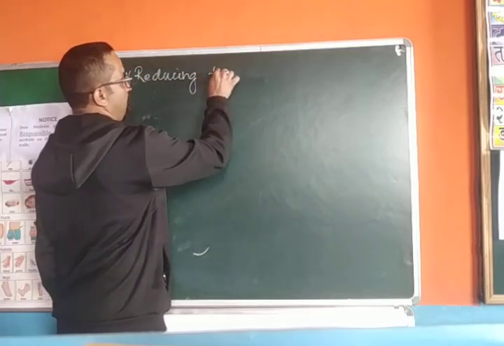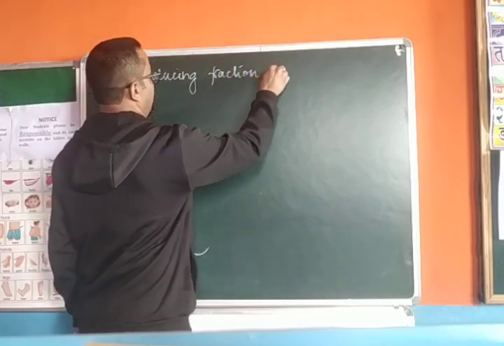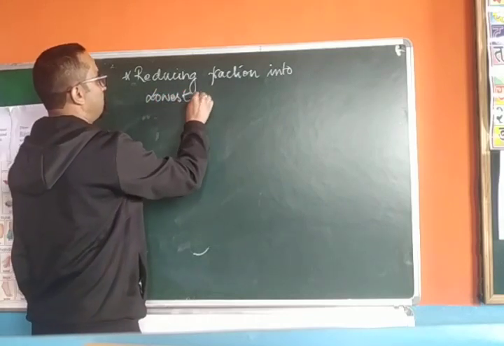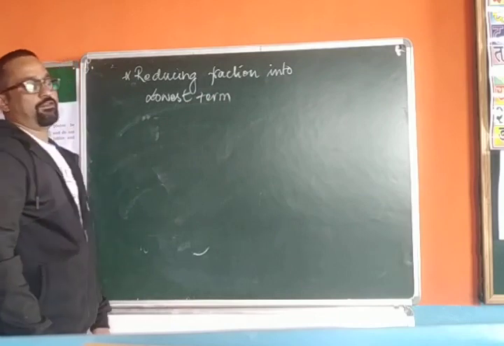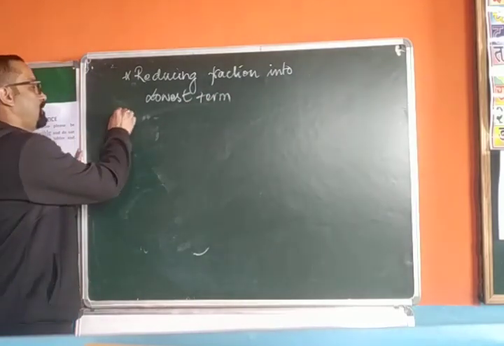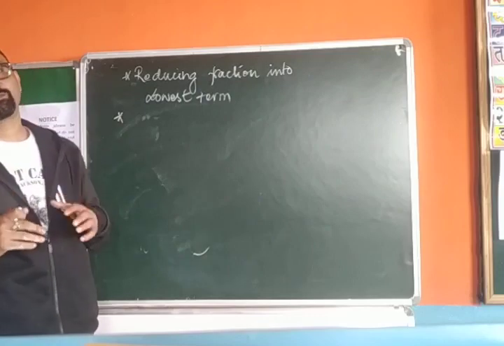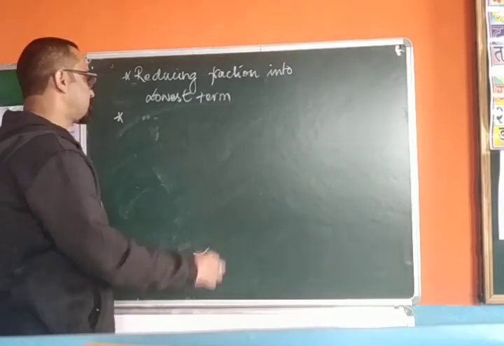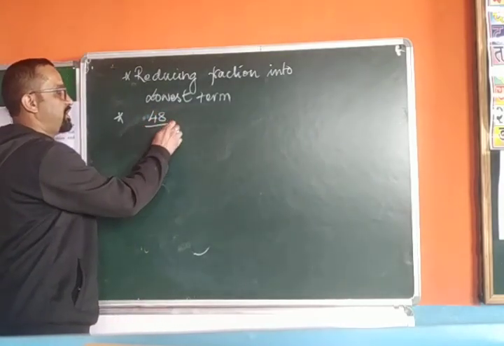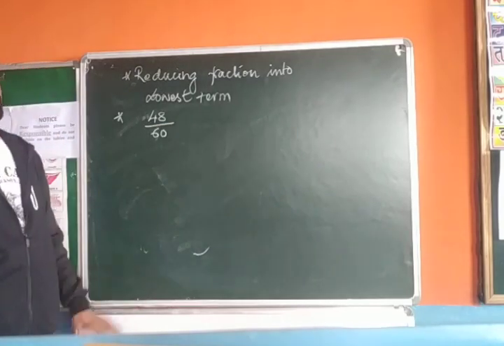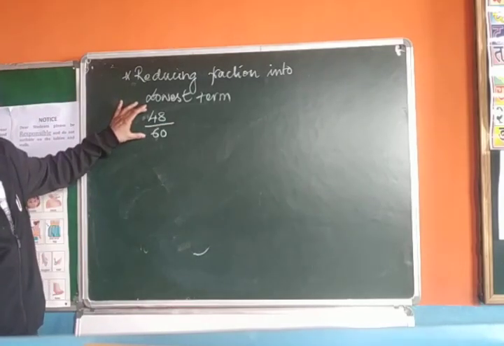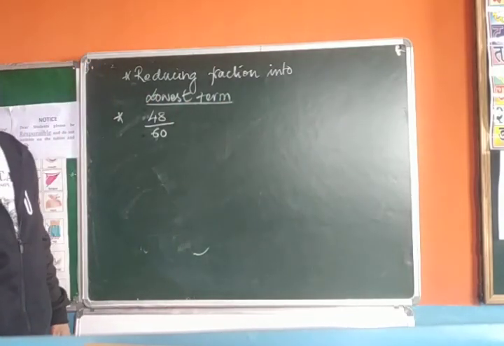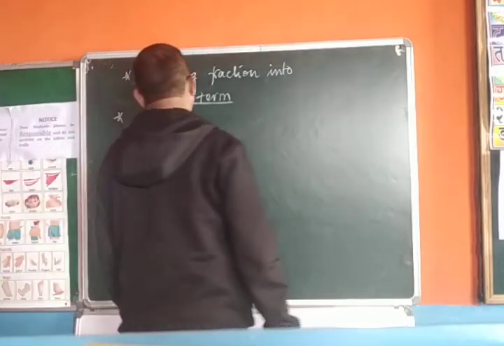Reducing a fraction into lowest term. Look at the steps to convert a given fraction into the smallest value. Let's take one example. 48 divided by 60. 48 divided by 60 has to be converted to the lowest term. There is a simple method you can follow.